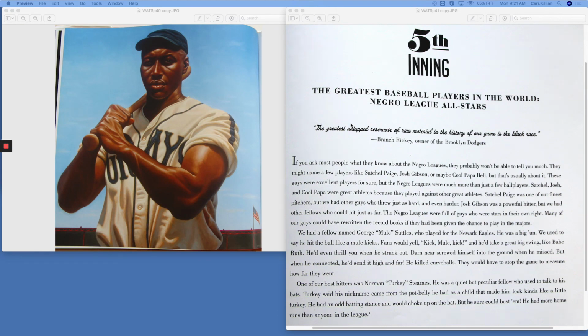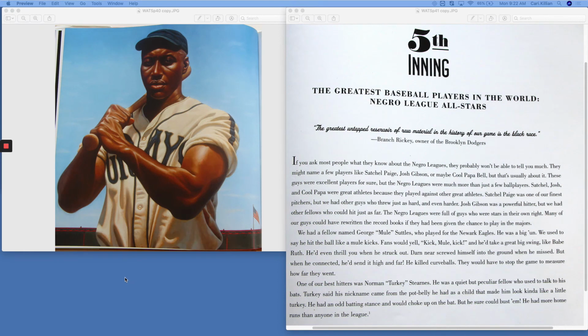We had a fella named George Mule Suttles, who played for the Newark Eagles. He was a biggin. We used to say he hit the ball like a mule kicks. Fans would yell, "Kick, mule, kick!" and he'd take a great big swing like Babe Ruth. He'd even thrill you when he struck out. Darn near screwed himself into the ground when he missed. But when he connected, he'd send it high and far. He killed curveballs. They would have to stop the game to measure how far they went.